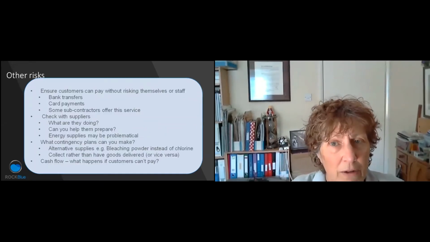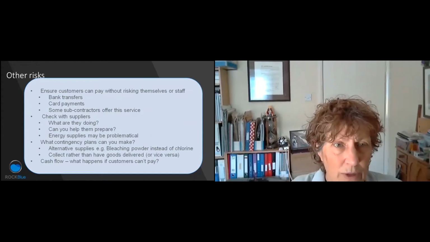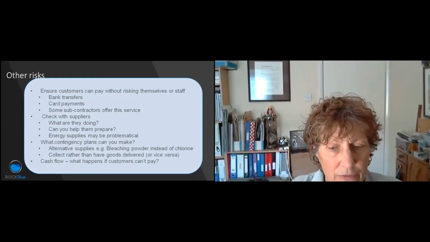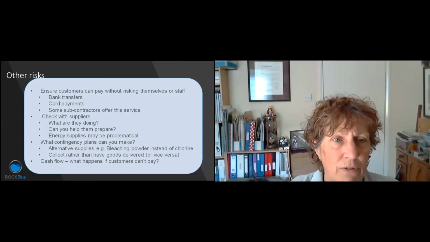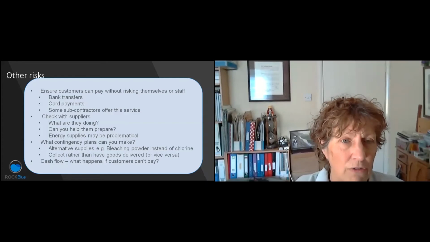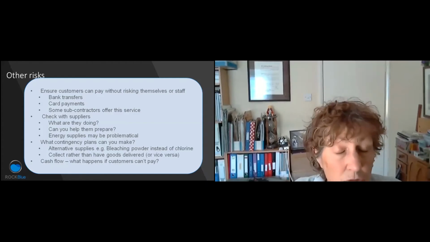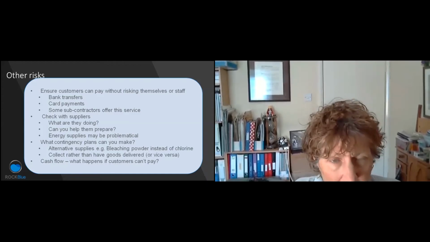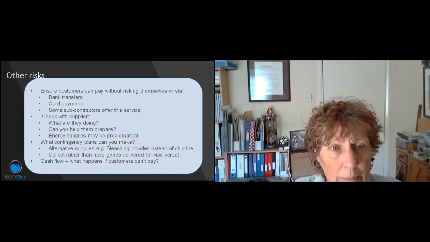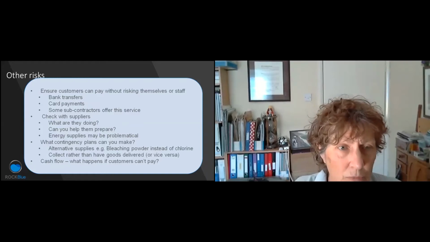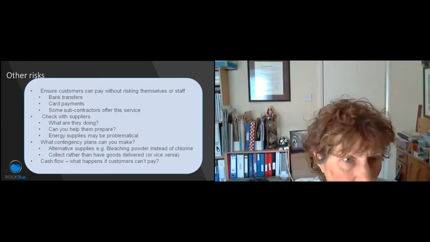I mentioned about shopping being a risk. Customers paying can provide a risk. And if they handle cash, that can transfer a virus. So you need to think about cashless payments. Arrange for people to make bank transfers, card payments. There are subcontractors out there who can take over this whole service. Have a look at them now if you think that that will help. And you will need to then communicate to customers what the payment arrangements will be, because they may not be used to using bank transfers or card payments.